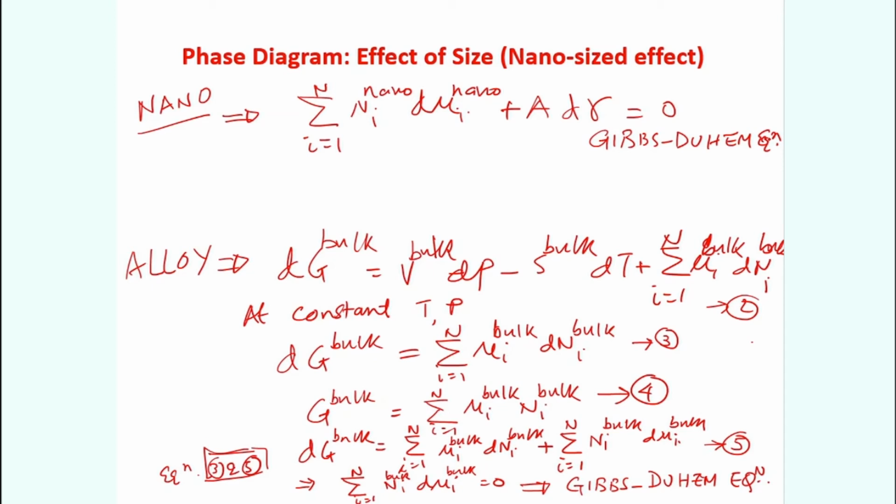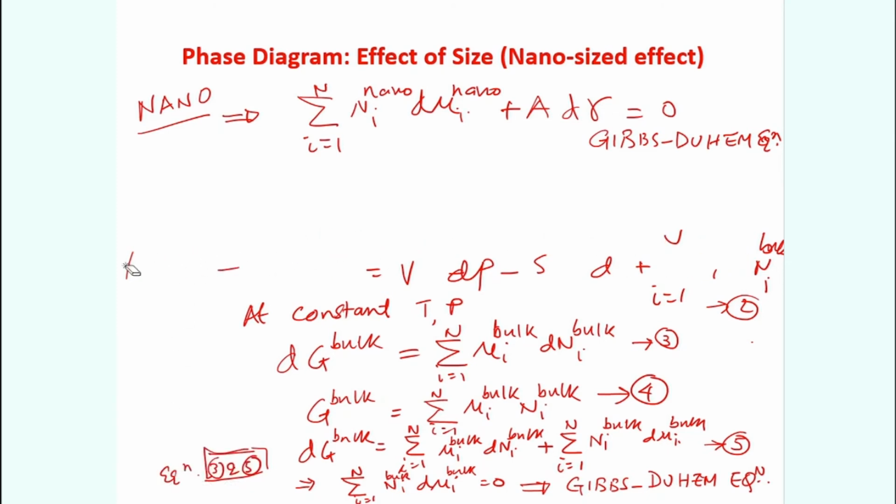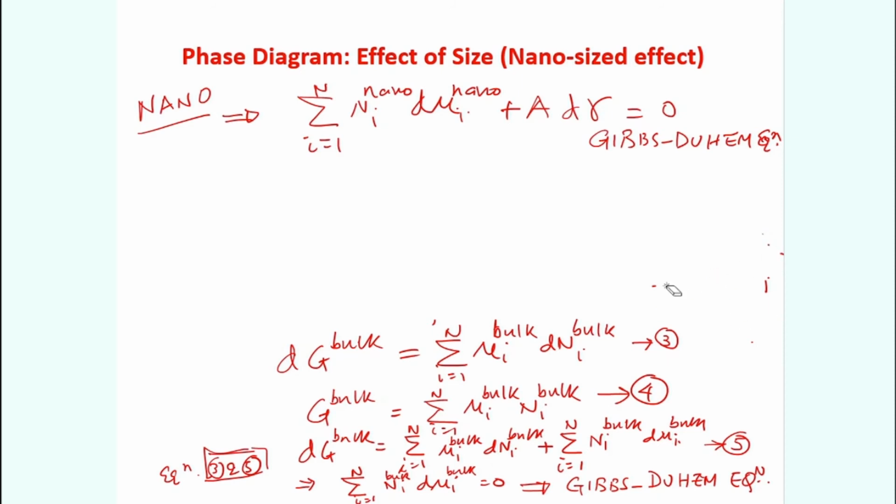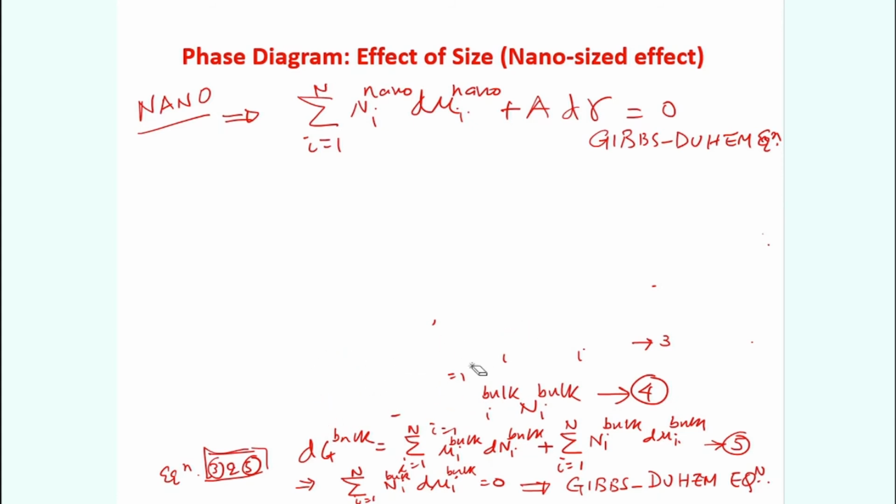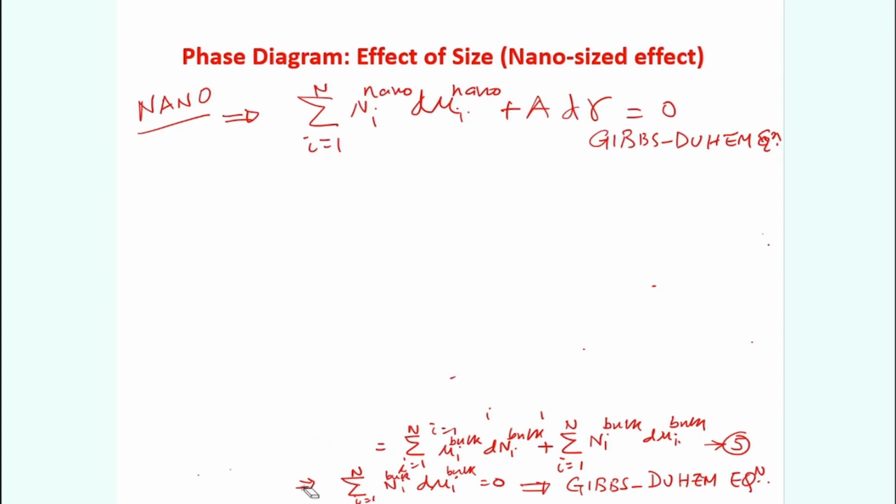So, that is the difference between bulk and nano, right? Now let us go forward. With this equation, we will apply some constraint or constraints, which I have already discussed for this equation, and try to derive gamma as a function of composition. That is what we will do.